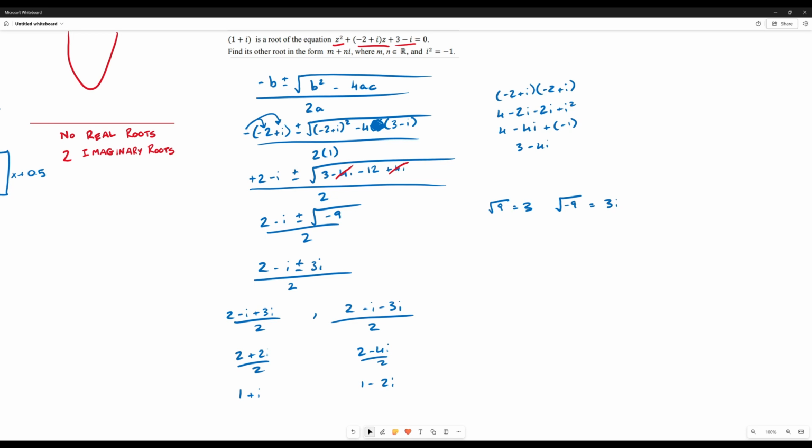You notice in the question at the very top, it does say 1 plus i is a root, and the minus b formula will give you both roots, so that's handy. We know that one was a pre-existing root that they handed to us. It said find the other root, and that's what we've done. We found the other root.